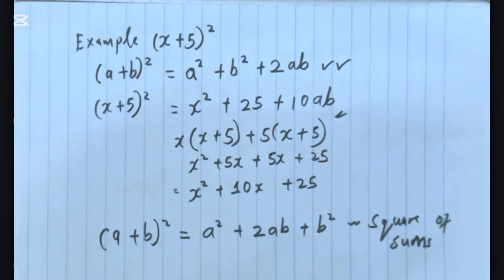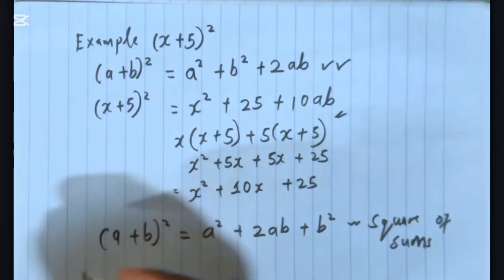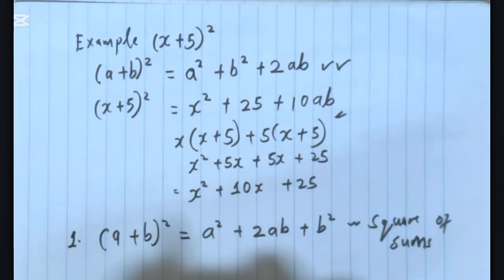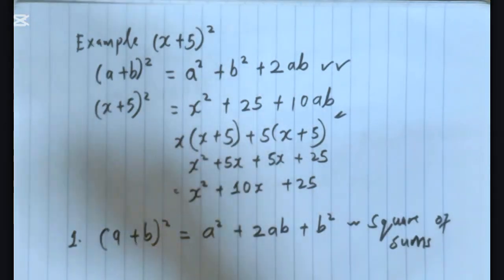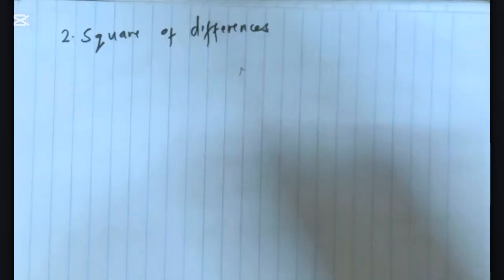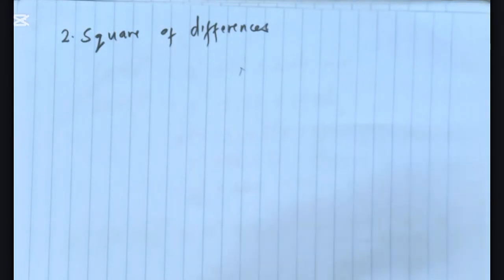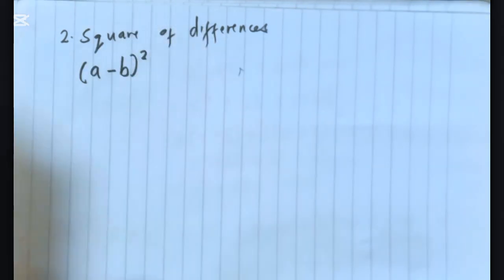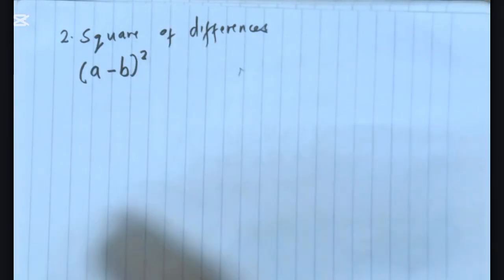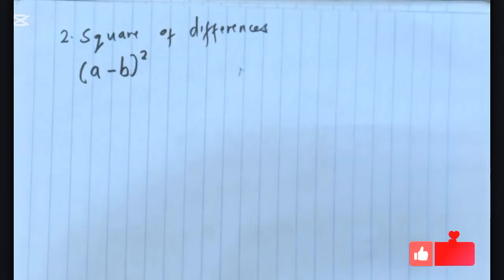Let me introduce you to another quadratic identity. So this is our first quadratic identity. Our second quadratic identity is what we call the square of differences. And let me demonstrate it. So earlier on, we looked at the square of sums. Basically, it was a plus b squared. Now, what if you have a situation where you have a minus b, and now you're supposed to square it? This particular case is what we call the square of difference.